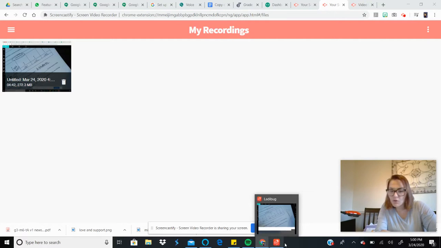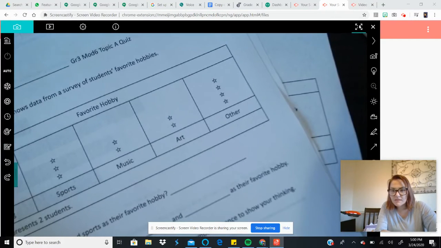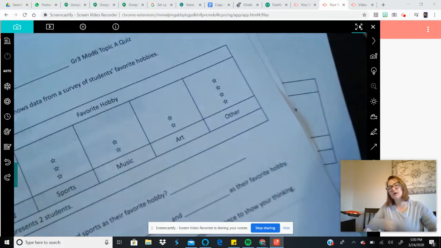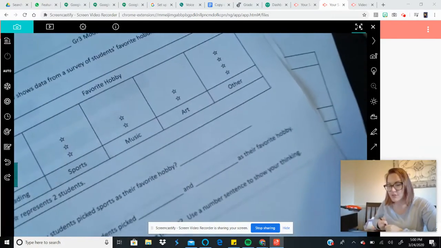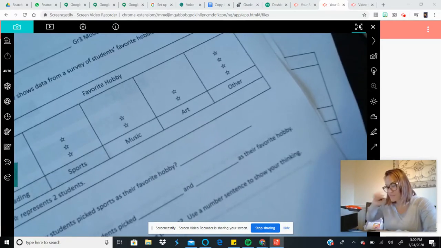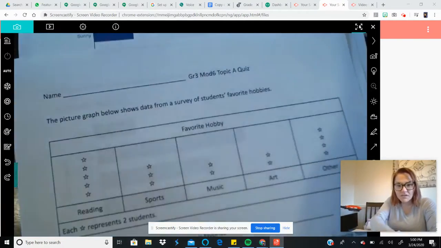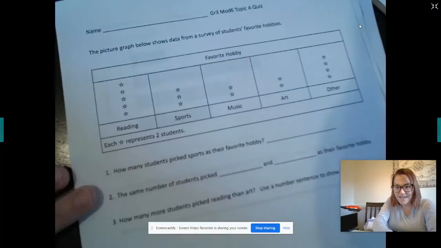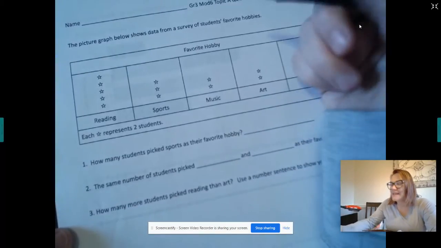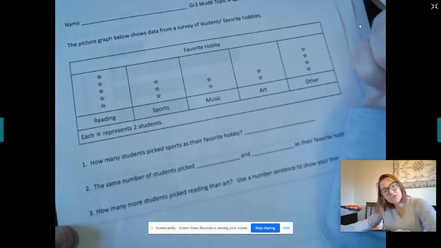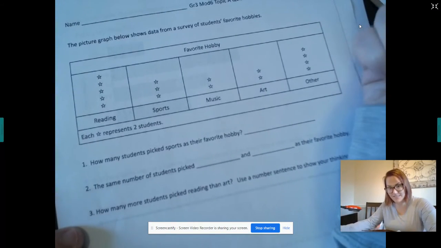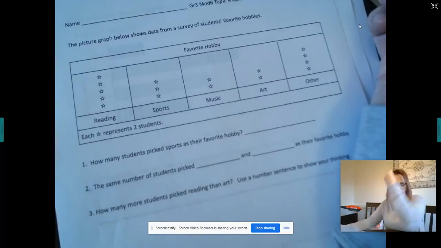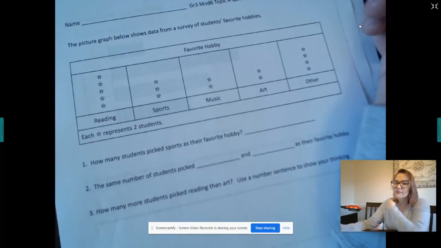Hey you guys, I'm going to go over topic A of this module in math because we're getting ready to move forward to topic B. But this is all about, remember, the data. It's about taking data that's represented as pictures or as a graph and being able to read that data, which is just information, and come to conclusions about it and solve problems about it.